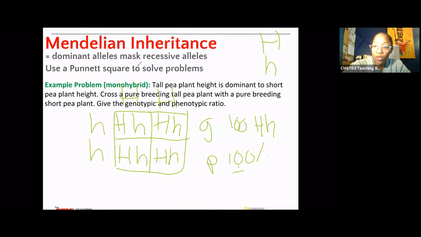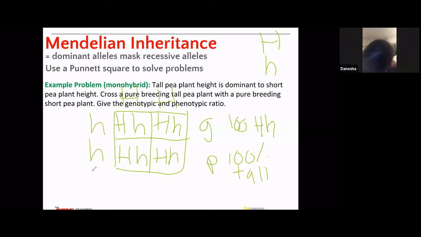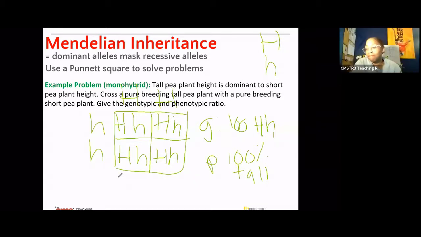Tall. They're 100% tall. None of my plants can be short because none of my plants have inherited a recessive allele here. So is pure breeding and homozygous the same thing? Mm-hmm. Okay, just making sure. Everybody cool on that example?